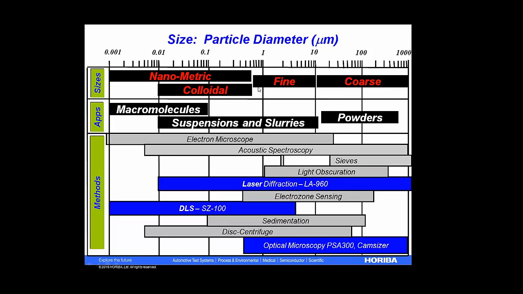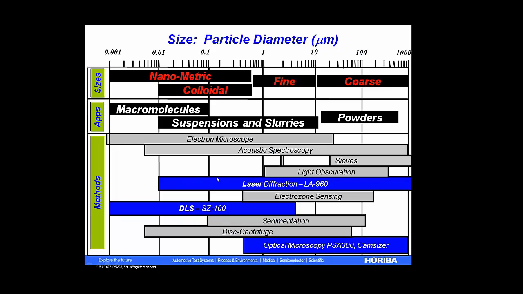So applications you can think about for the nanoparticles and macromolecules, which would include things like polymers and proteins. And as you get bigger, suspensions and slurries, and finally on up through your powders. Now, how does all this fit in? Well, if you're thinking about analyzing your particles, you need a rough idea of the size to decide what methods will be applicable. So laser diffraction, which I'll discuss today, goes from about 10 nanometers up to several millimeters.